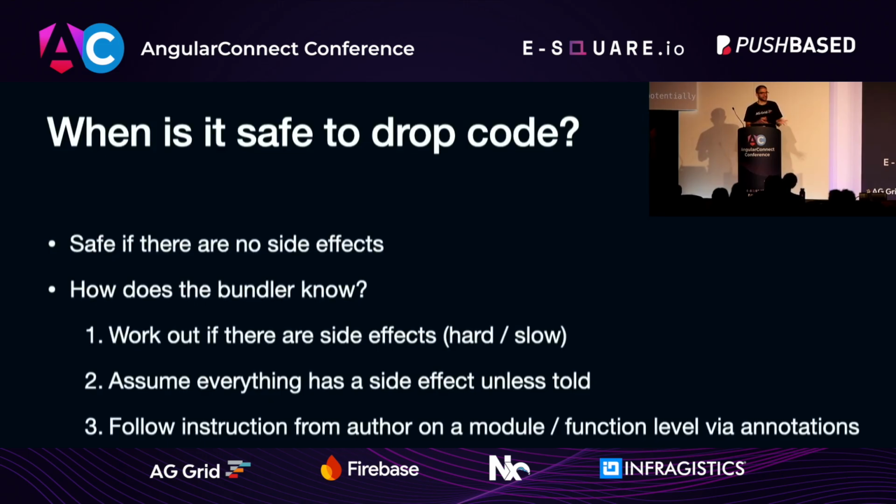So when is it safe to drop code? First of all, there have to be no side effects in it. And this is quite hard for the bundler to always know. So it can either try and work out if there are side effects, and this can be quite hard and quite slow. It can either go, well, I'm going to assume everything has side effects unless I'm told otherwise, but that reduces the amount of code that you are actually going to be able to tree shake out, because it might think, well, I don't know if I can remove that, so I'm going to leave it. Or it takes lots of manual annotations from the author to say, well, this is safe, this isn't.